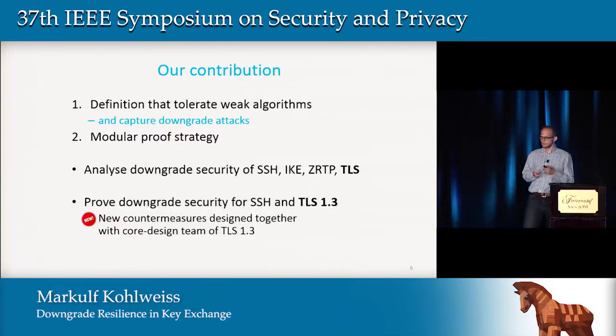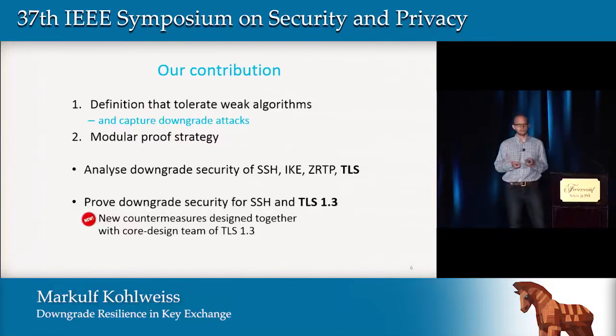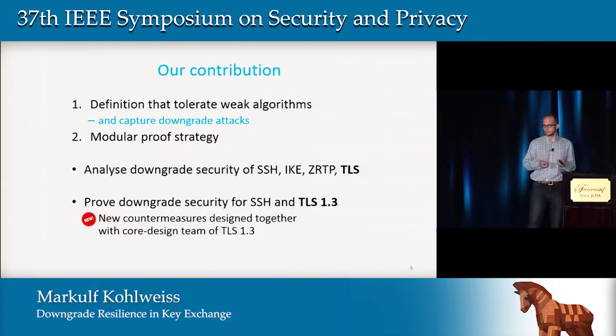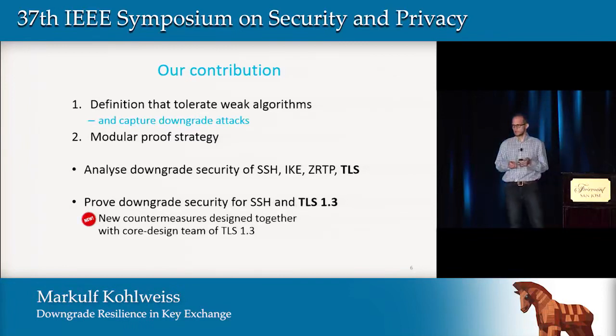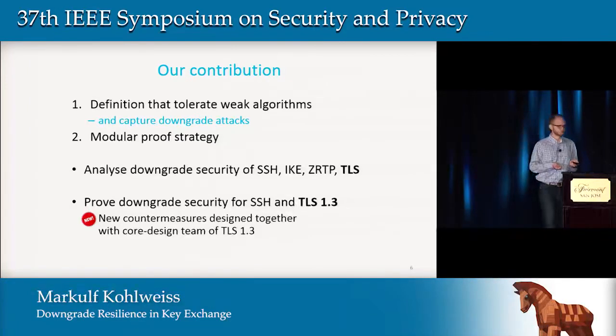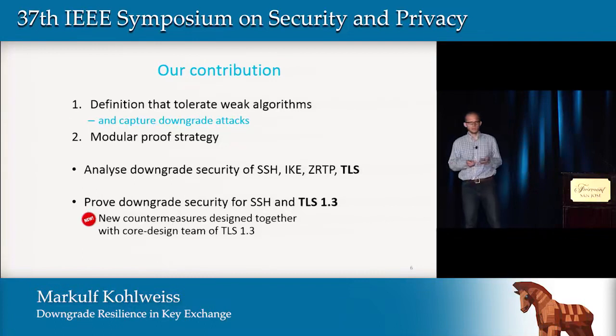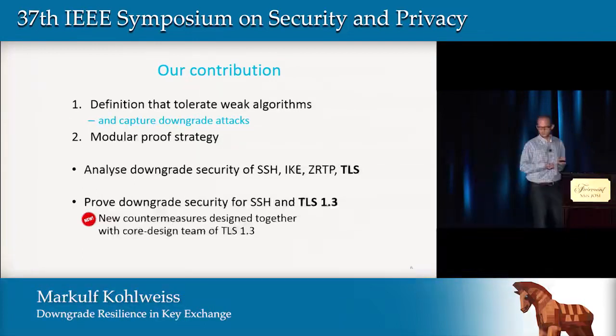So the 2 main contributions that I will talk about in this talk are, first, the downgrade security definitions that capture downgrade aspects of the previous attacks. And the second contribution is a modular proof of the downgrade fixes to TLS 1.3 that have been developed together with the core design team of TLS 1.3 and that are included in the new, I think, draft 13 of the standard.